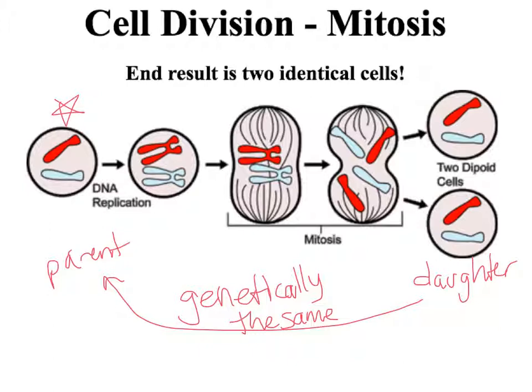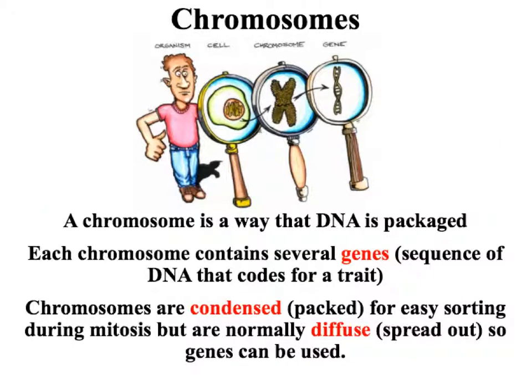Now, a word I've been throwing around a lot is chromosomes, and I want to make sure that you really understand what a chromosome is. A chromosome is a way that DNA is organized and packaged. We've been talking about genes and how you can take one gene out of one organism and put it in another organism to make a genetically modified organism. Each chromosome is a whole bunch of genes. And the definition of a gene is a sequence of DNA, or a stretch of DNA, that codes for a trait.